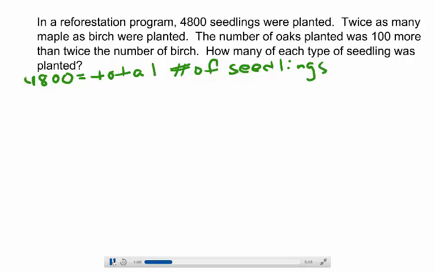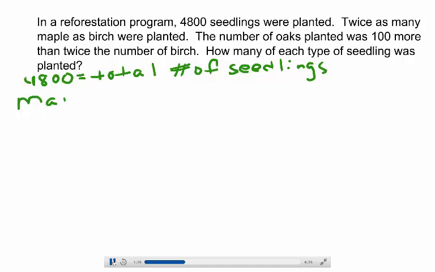What do we know about maple? Twice as many maple as birch were planted. What do we know about birch? Nothing yet. The number of oaks planted was 100 more than twice the number of birch. So I know a little something about the oak trees. I know that the oaks are twice the number of birch plus 100 more.